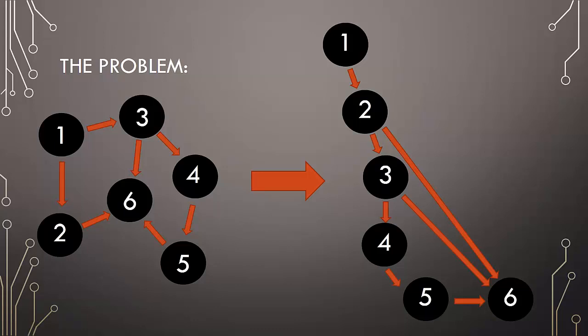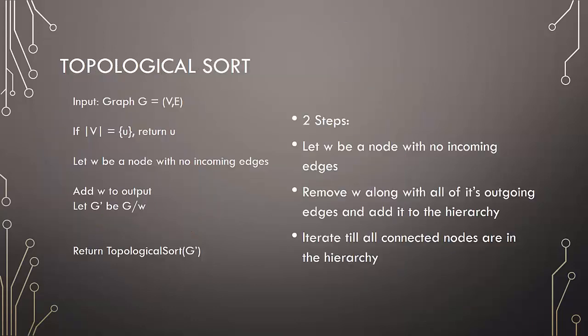The topological sort algorithm outputs an order for these jobs to be performed in. The algorithm is run on a directed acyclic graph, or DAG, in order to create a hierarchy of the connected components based on their connections. We'll call the set of all vertices in our graph V.